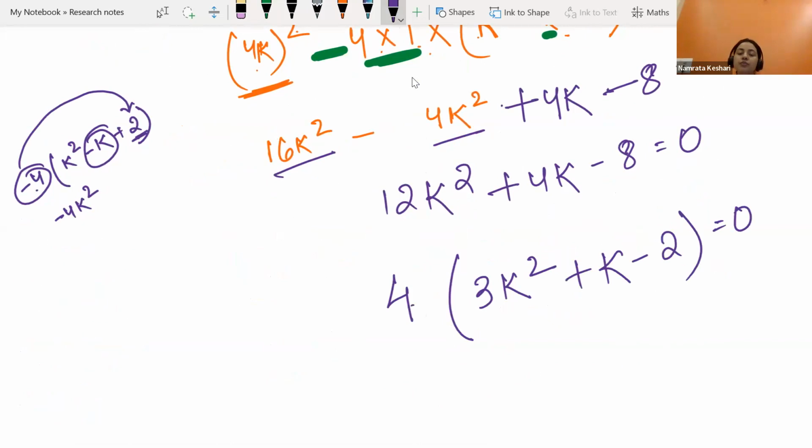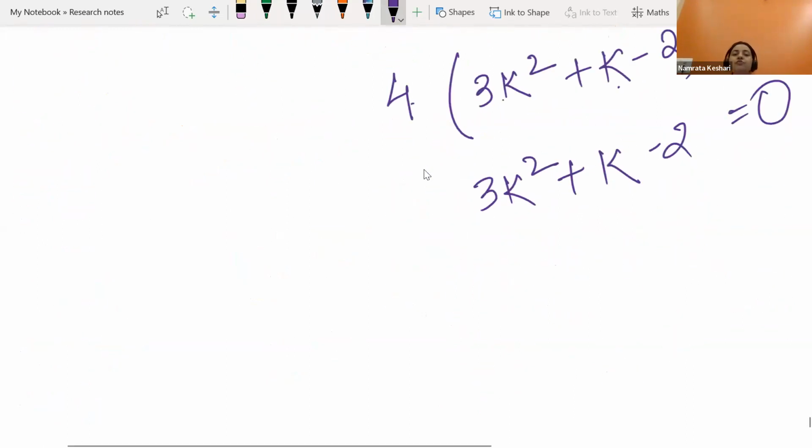This 4 we can shift to the other side. 0 by 4 is just 0. Okay, so 3k square plus k minus 2 is there. Now we need to find the value of k by splitting the middle term. We will multiply a with c, that is 2 into 3. Please split the middle term now.